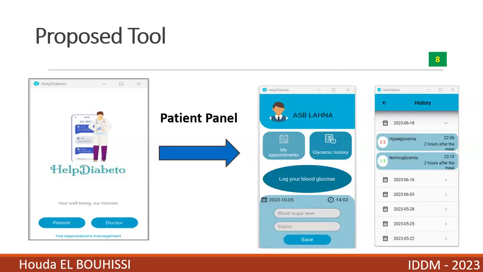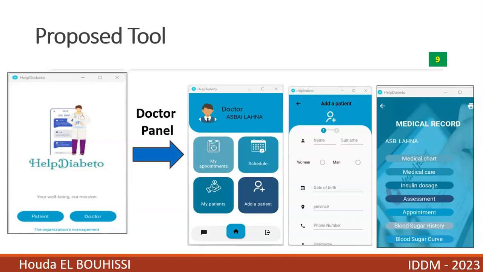Patients have restricted access within the application, allowing them to view appointment times and input glucose measurements. Additionally, patients receive periodic notifications related to meals, blood sugar levels, and medication. The central user of the application is the doctor.